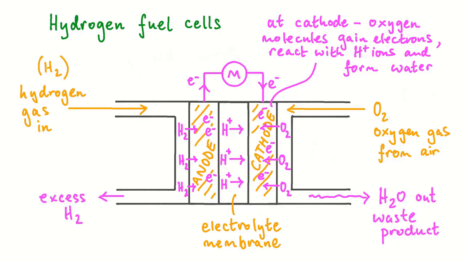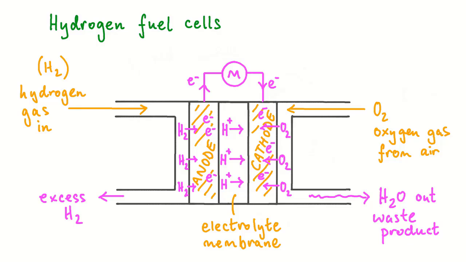Whilst producing electricity, the hydrogen fuel cell makes water as the only waste product. This type of fuel cell has been used to produce electricity in space travel, and it also produces electricity for some electric cars. Let us take a look at the reactions occurring at each electrode in more detail.